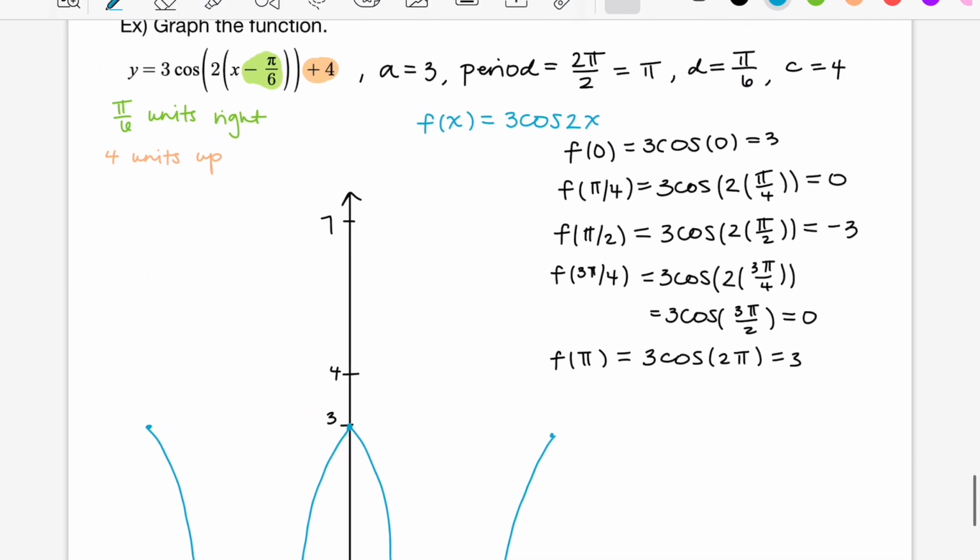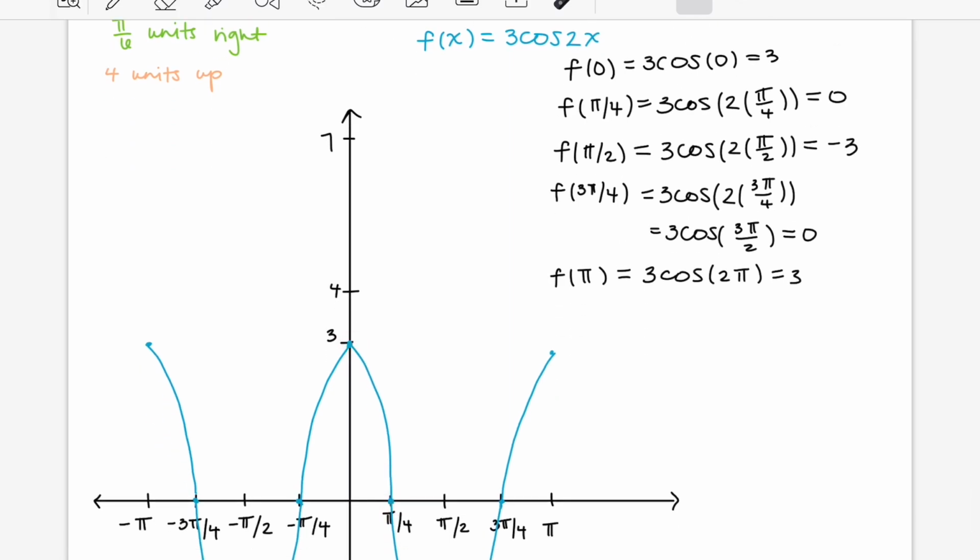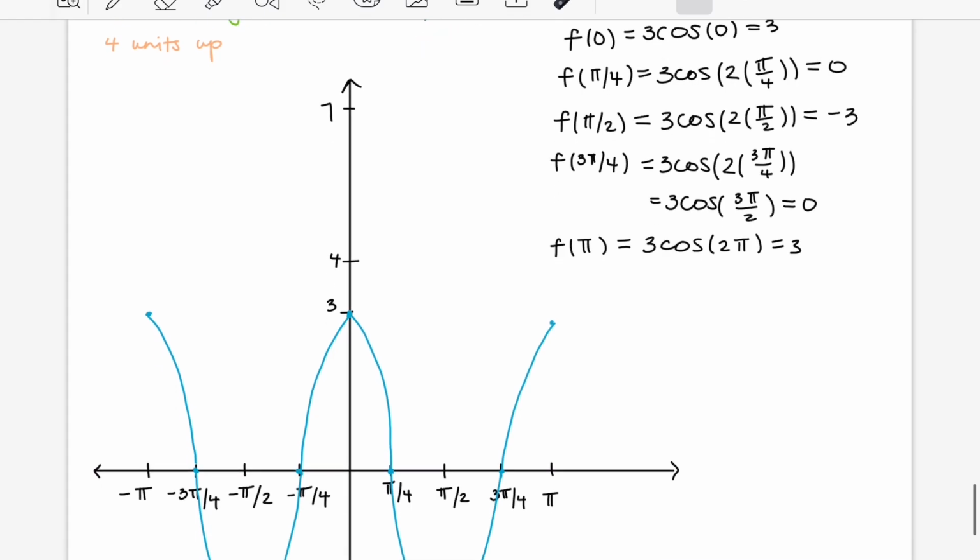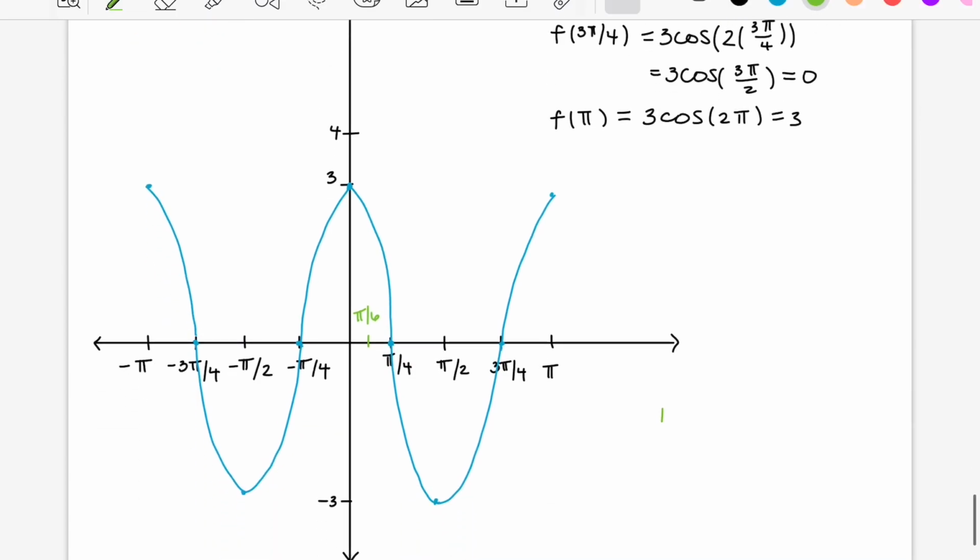Alright, now we know that we want to move this graph pi over 6 units to the right and 4 units up. So the first thing that we're going to have to do is translate all of these points pi over 6 units to the right. So at this point we'll move over here, pi over 6 units. This guy will move to the right here, so we have to find this point, pi over 4 plus pi over 6. Doing so, we'll get 5 pi over 12. That'll be this guy here.